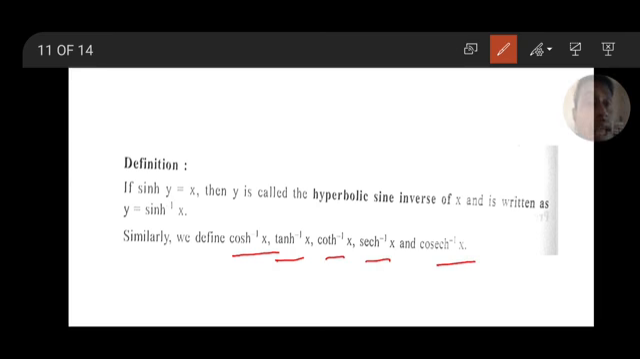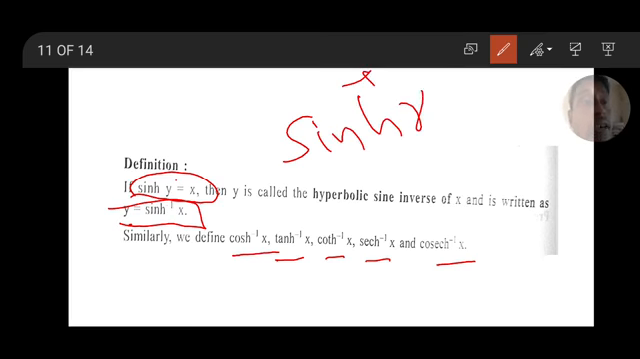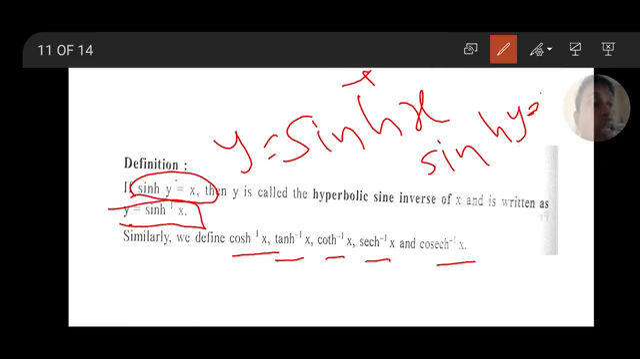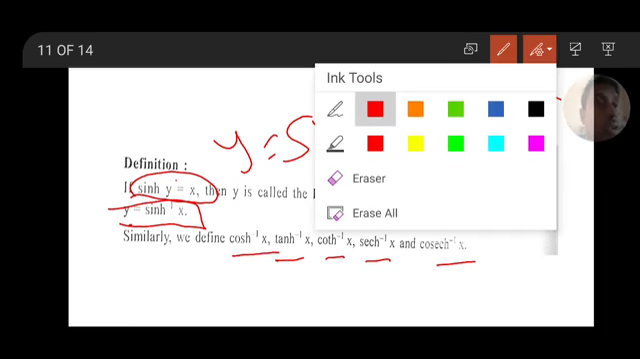If sinh of y equals x, then y is called hyperbolic sine inverse of x. It is denoted by y equals sinh inverse x. That value is y. If sinh of y equals x, then this y is the inverse hyperbolic sine function of x.